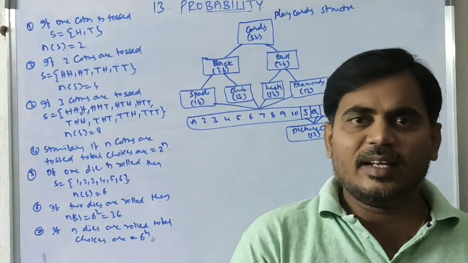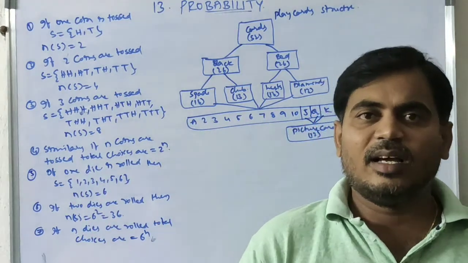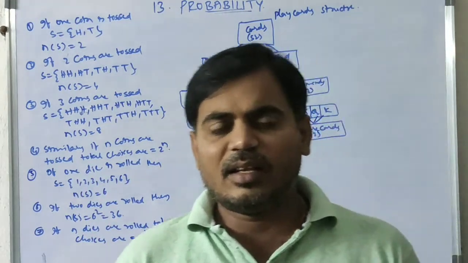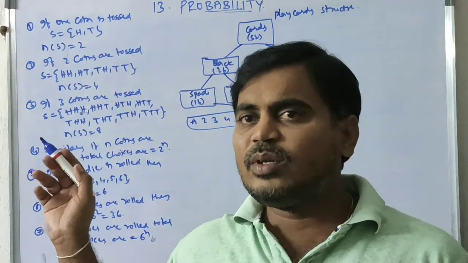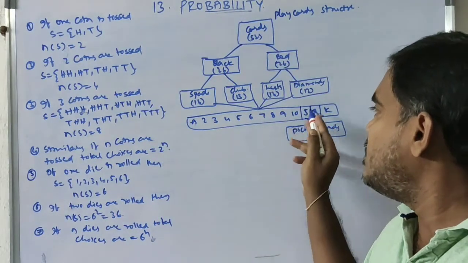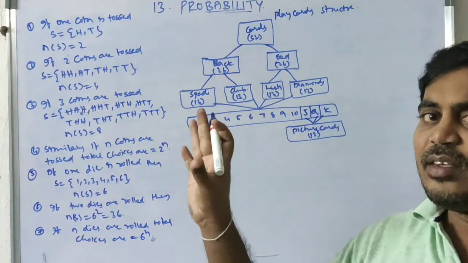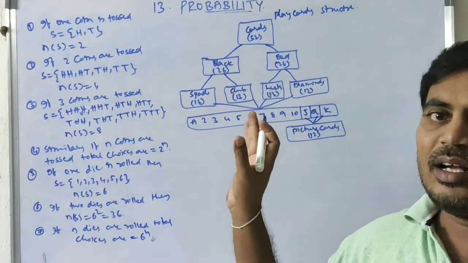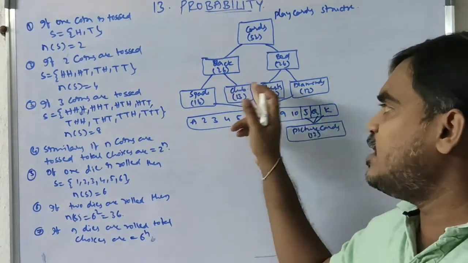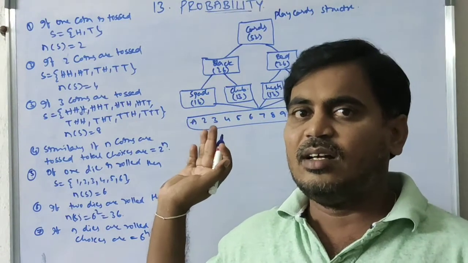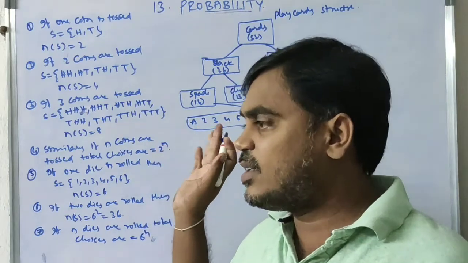All of these contain 13 cards. So spade containing 13, club 13, diamond 13, heart 13. These 13 cards are A, 2, 3, 4, 5, 6, 7, 8, 9, 10, J, Q, K. Among these 13, J, Q, K contain some image or picture on the card. So those are called image cards or picture cards. So these 3 are in each set, total 12 picture cards. Okay, now we will discuss some problems on these cards.